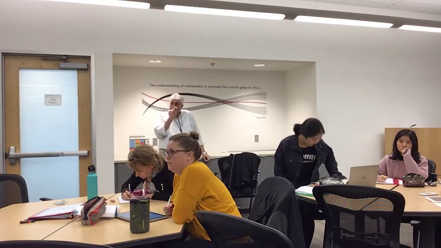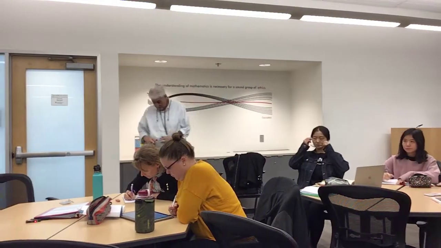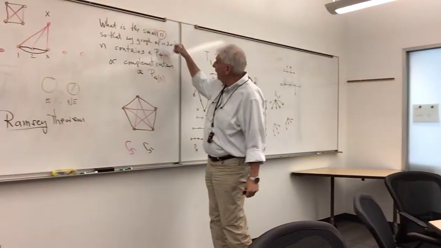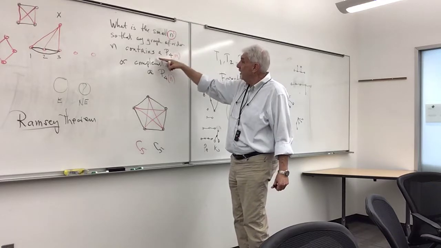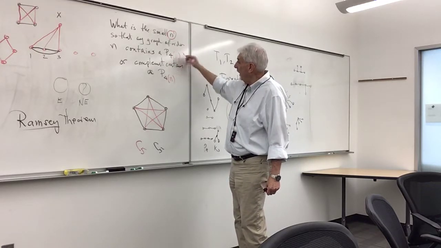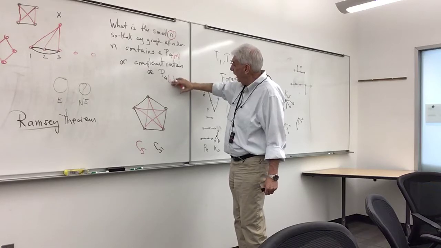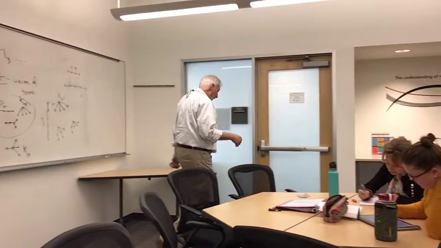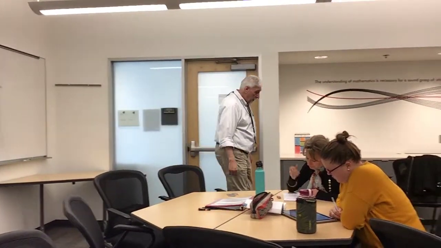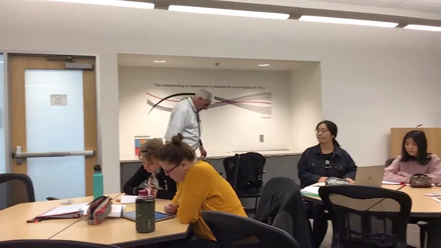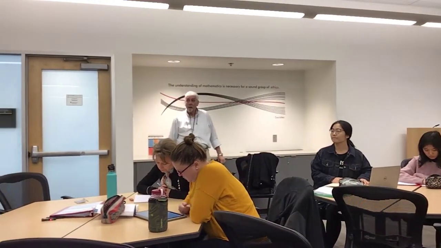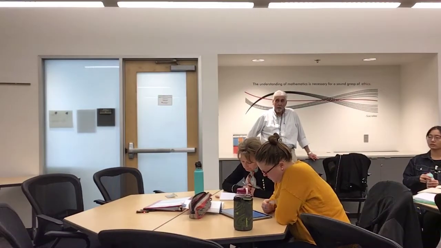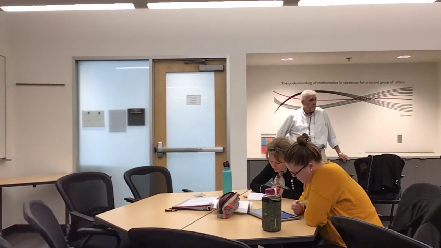I don't want you to be confused. This n is different than this n. So let's say a PM and a PJ. Either the graph contains a PM, or the complement contains a PJ. Okay? And I want you to be thinking about how you might attack this problem. Okay? Questions about that?